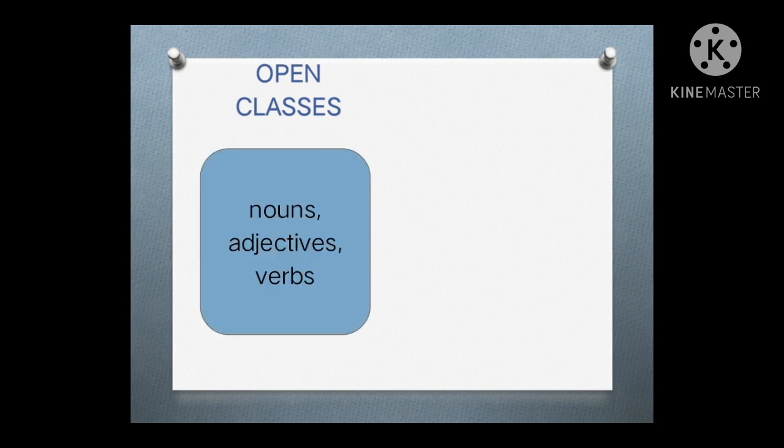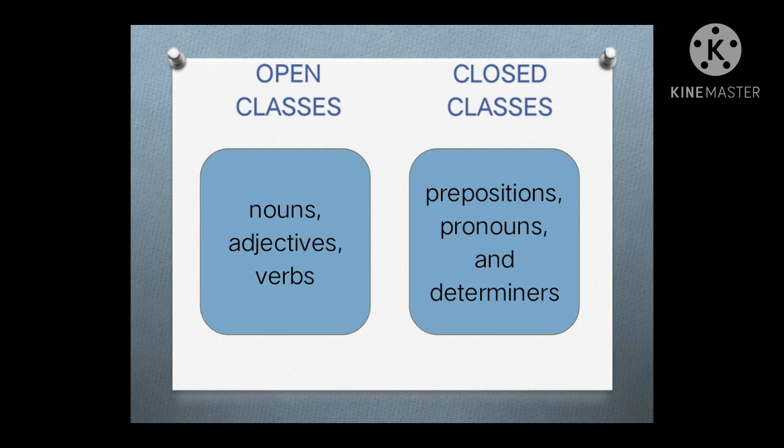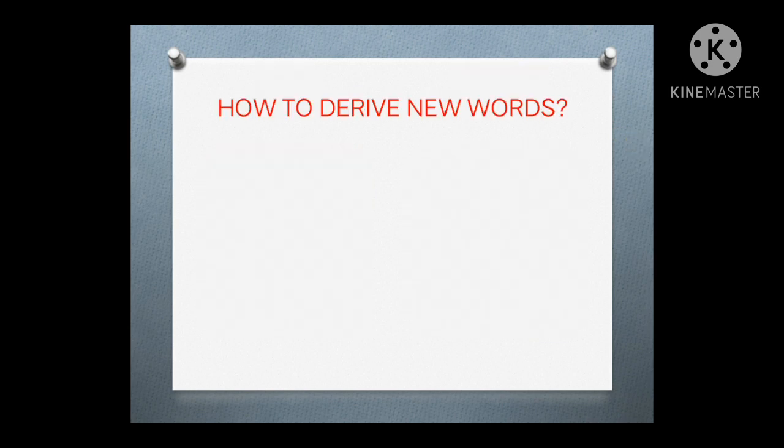There are two categories in adding or borrowing new words. The open classes, which have nouns, adjectives, and verbs. The closed classes, which have prepositions, pronouns, and determiners. Then, how to derive new words.